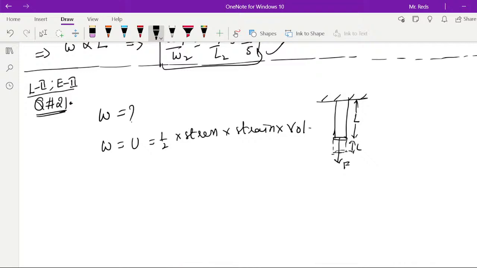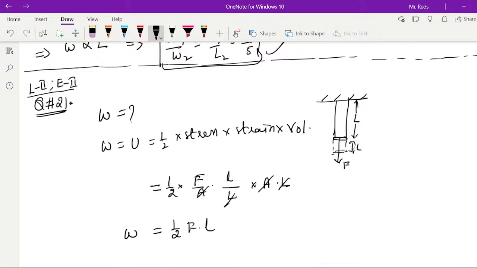So if you simplify this further, then we can write it as half into stress, which can be taken as force by area. Strain is nothing but change in length by original length. Change in length here is given as small l, original length is given as capital L, into volume. Volume of the wire can be taken as A into L. So here A cancels, L cancels. So work done in stretching the wire by length small l is nothing but half into F into l.